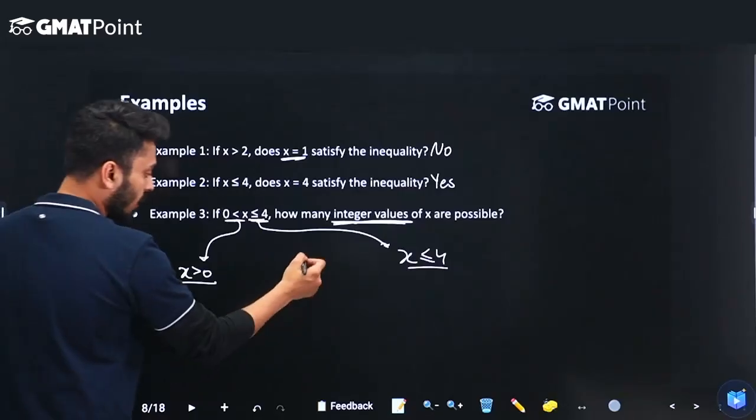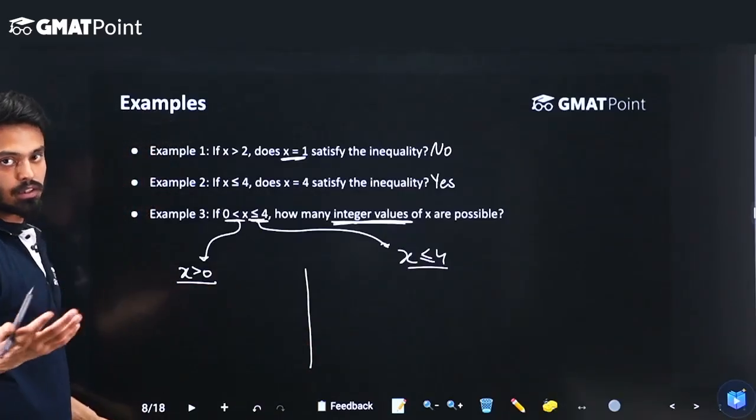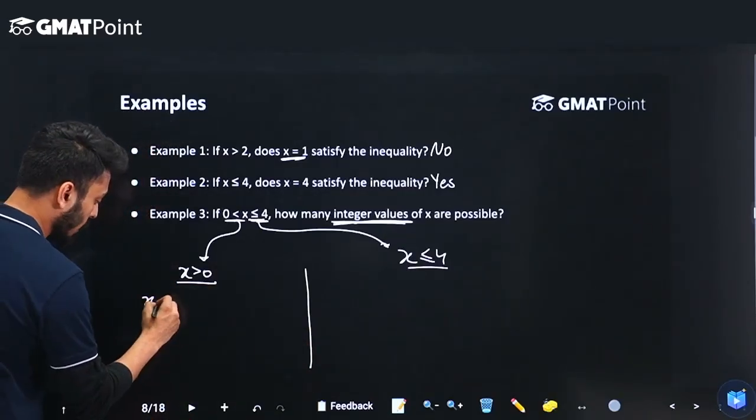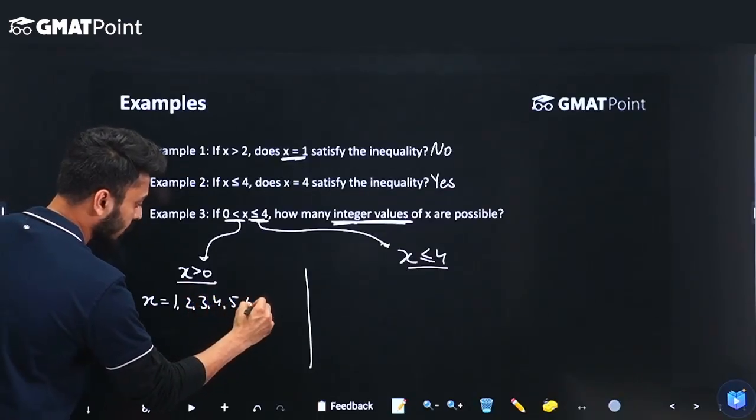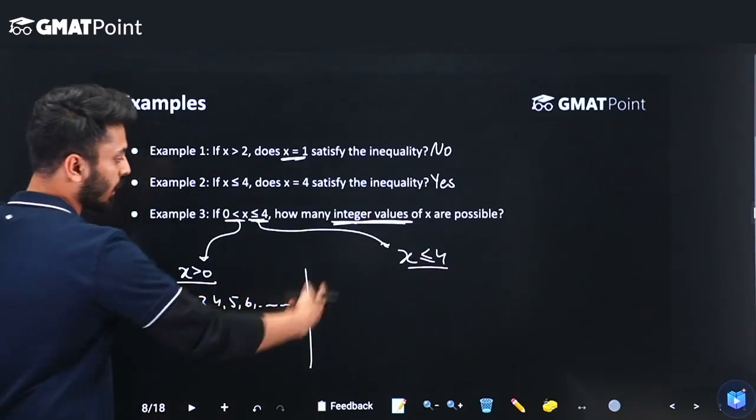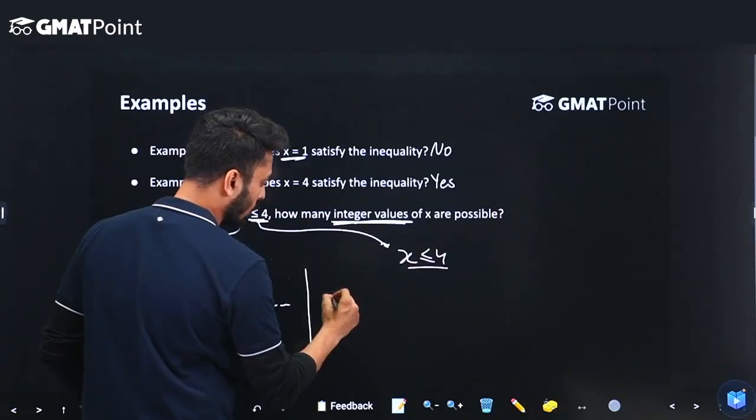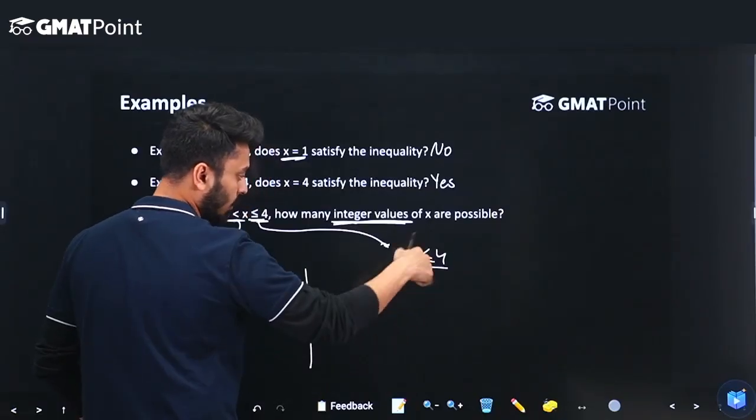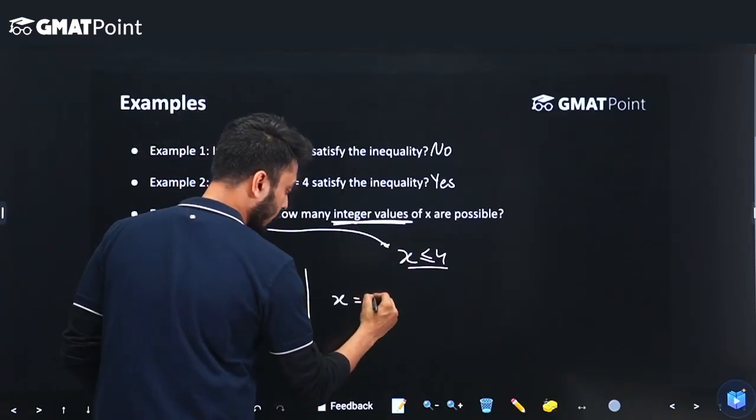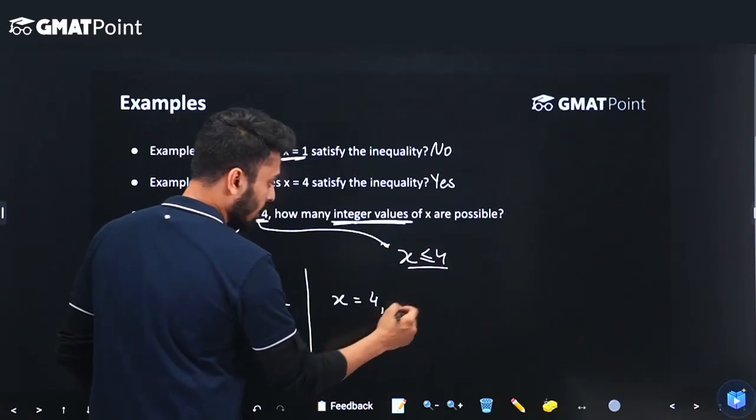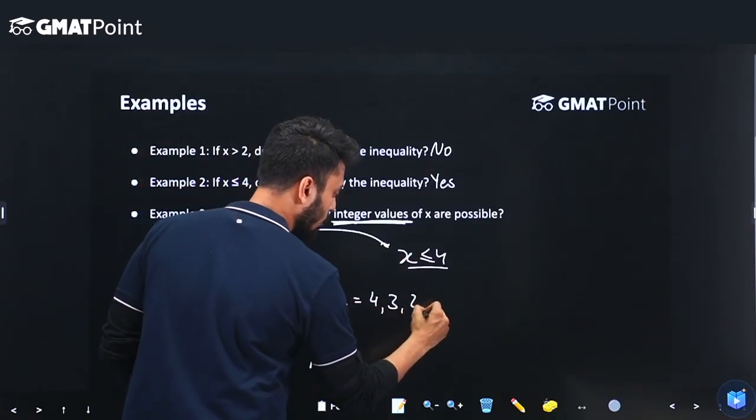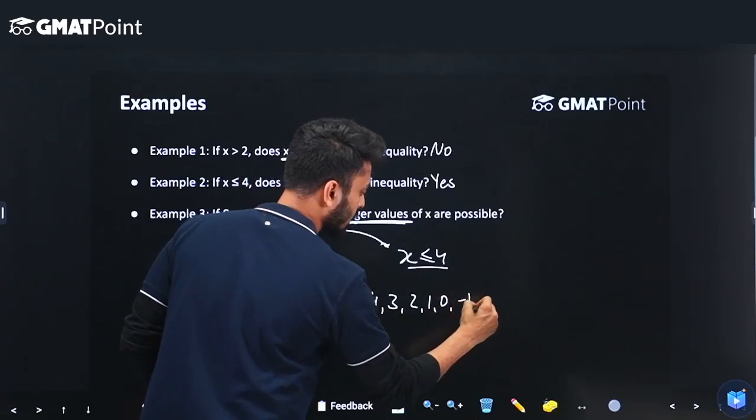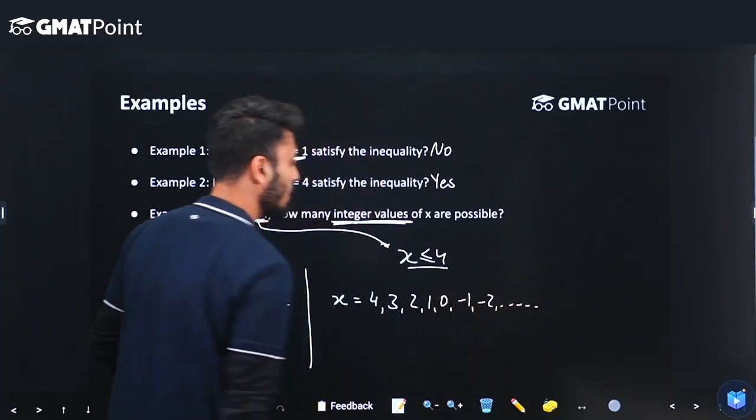In the first case, we have x greater than 0. What are the integer values that would be allowed? We would have x equals 1, 2, 3, 4, 5, 6 and so on. In the second case, we have x less than or equal to 4. First thing, x equals 4 is indeed allowed. So we have x equals 4. And the remaining integer values have to be less than it. So we have 4, 3, 2, 1, 0, minus 1, minus 2 and so on.